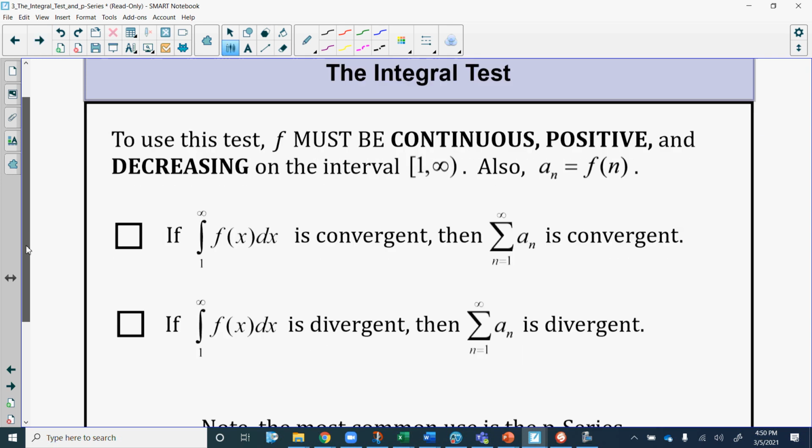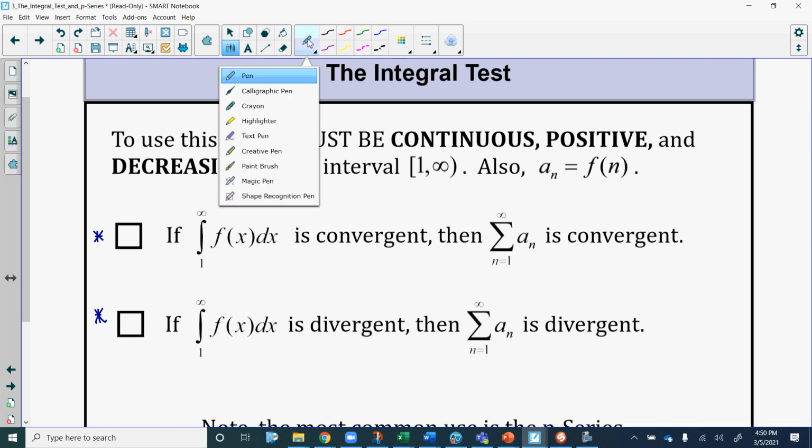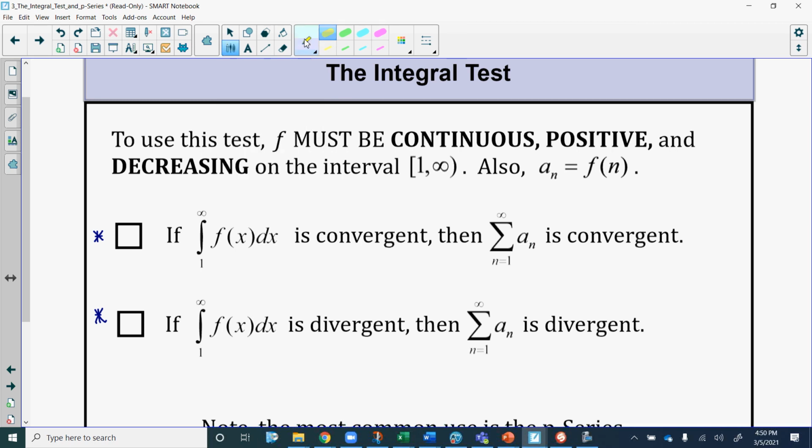Now, the integral test itself, the conclusions are what we're seeing, kind of here and here. Now, there are some conditions on the integral test. In order to be able to use it, your sequence must be continuous, it must be positive, and it must be decreasing on your interval from 1 to infinity. Okay? So those are the three things that we're going to be checking.